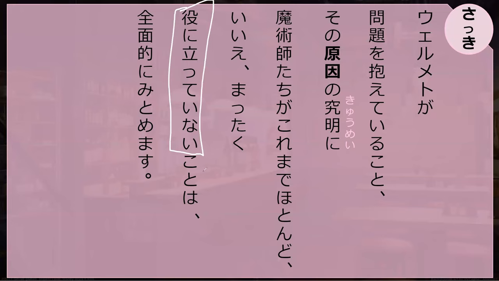Yaku ni tatanai, not useful. Perfect. Do you know what tsukitomete means? Sore ga nan nan no ka tsukitomete yaru. This nan comes from nani. Tsukitomete yaru. Yaru, you do something. Tomete is to stop.